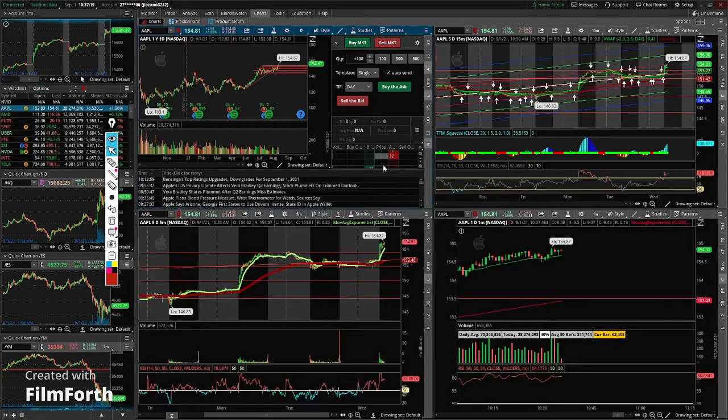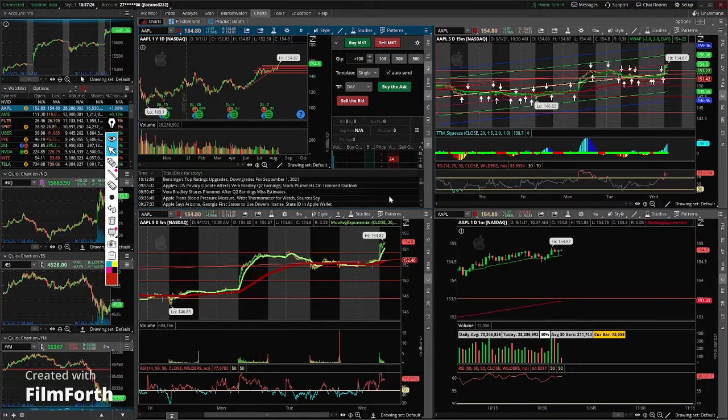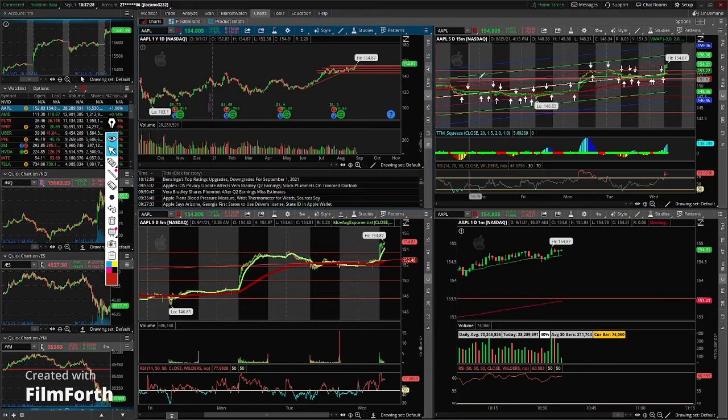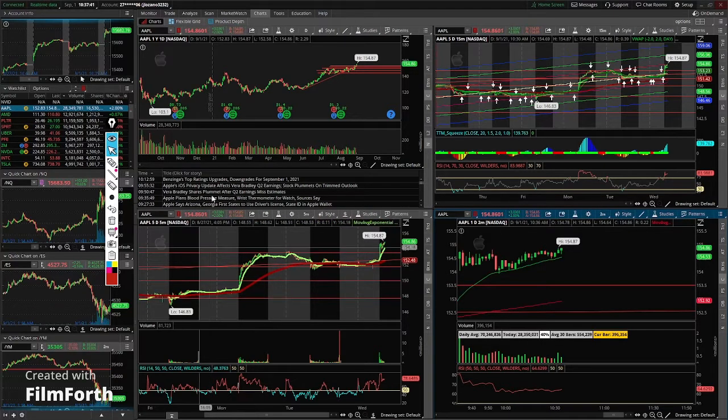So this is the Thinkorswim platform. This is my setup for options and options only. I have a 1 year, 1 day chart, 5 day, 15 minute, 5 day, 5 minute, and a 2 minute chart. I was on the 1 minute for a live this morning.